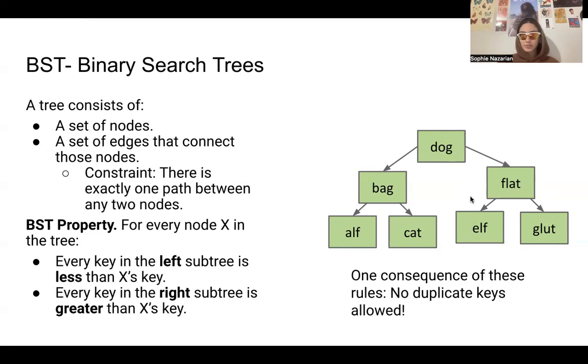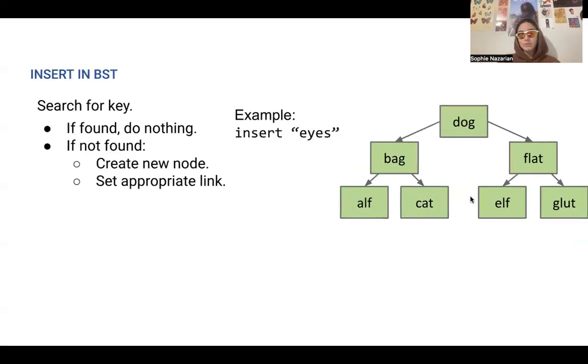Why is this concept so important? Well, it comes in handy when we're actually inserting a new node into a BST. Because no duplicates are allowed, the first thing you want to check when you're inserting a node is if the key already exists within the tree. If a key is found, then you don't do anything. If the key does not exist, however, that's when we want to actually create a new node and set an appropriate link. So in this example, let's say we were to insert eyes.